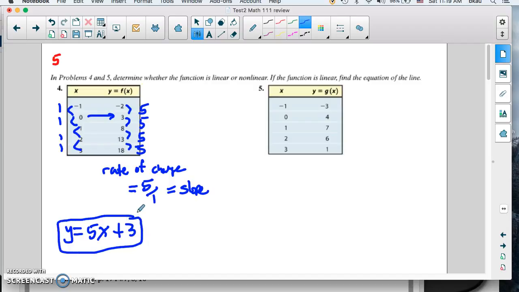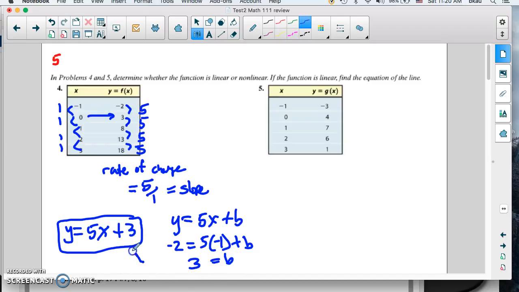If they didn't give you a 0 number, then what you would do is plug in the x and the y. You would write it as y equals 5x plus b. And then you'd plug in your x and y. For example, if I didn't have the intercept here and I just wanted to use -1 and -2, I'd put in -2 right here and -1 right here, and then we would find out what b is. And b is, we'd add 5 to both sides, so b would be 3. And that's what we had before. But in the chart, it's already given in this one.